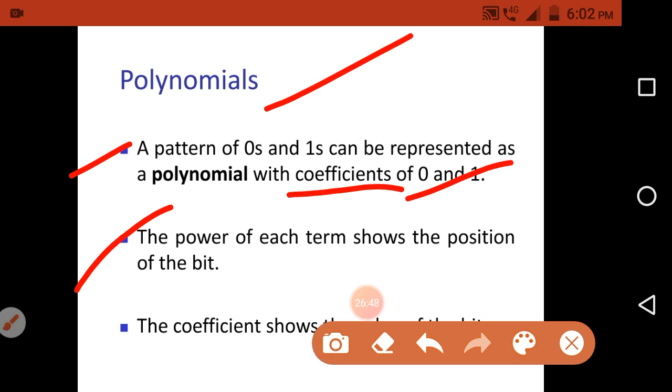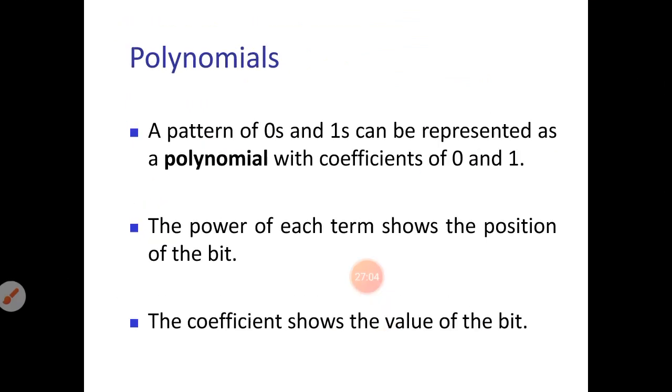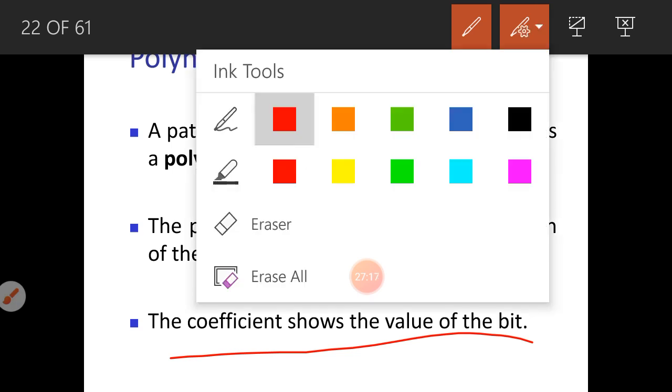The power of each term shows the position of the bit. For example, in x raised to 3, x raised to 2, the 3 and the 2 are the positions of the binary values. And the coefficient shows the value of the bit. I already told in the first sentence, the coefficient is nothing but the binary value 0 or 1.